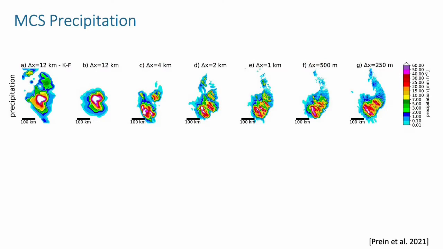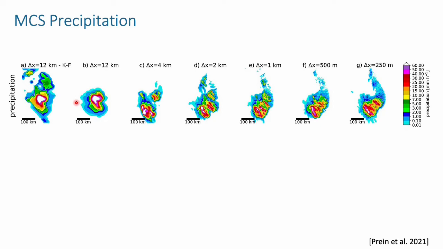So this is the same simulation, just showing you a snapshot of precipitation, how the precipitation field looks in these storms. And you can see the same shift between 12-kilometer simulations. We did one with a Kain-Fritsch scheme, which is a deep convective scheme, and one without a deep convective scheme. You see those two, you lose a little bit of this weak precipitation up here, but those two look fairly similar.